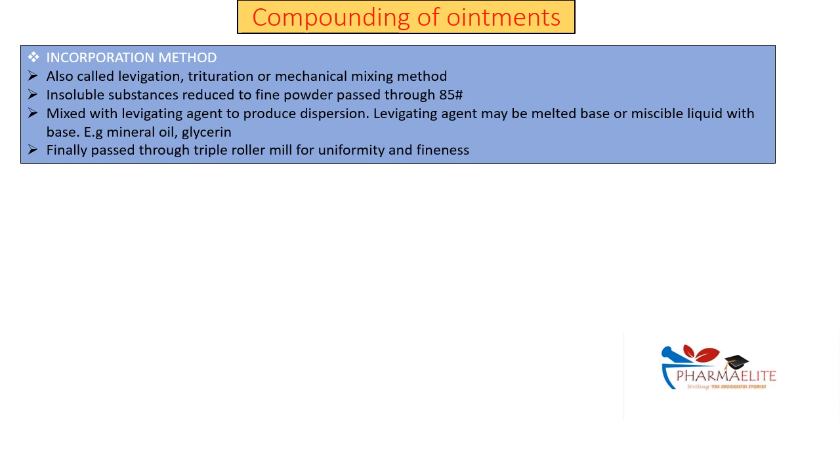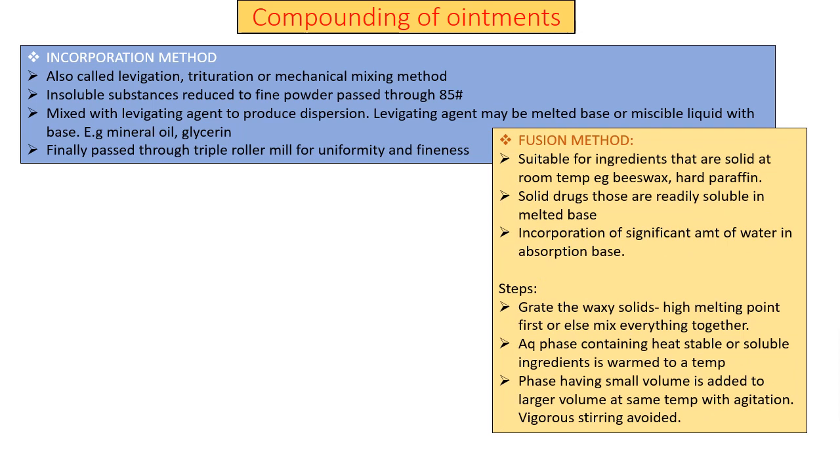What we need to remember from the incorporation method is the other names of the incorporation method, which are levigation, trituration and mechanical mixing. Next, we need to remember that it is mixed with a levigating agent to produce a dispersion. Examples of levigating agents are mineral oil and glycerin. Further, there is another method, the fusion method.